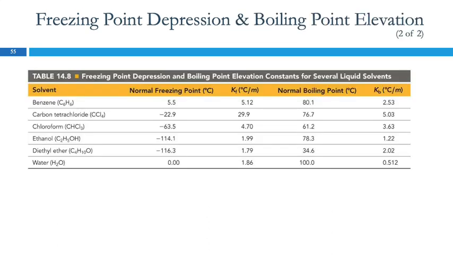So here are some freezing points and boiling points and the associated constants for several different solvents. Water's down here, freezes at 0 Celsius. The freezing point depression constant is 1.86. The units are degrees Celsius per molal. Normal boiling point 100, and the boiling point elevation constant is 0.512 degrees per molal.